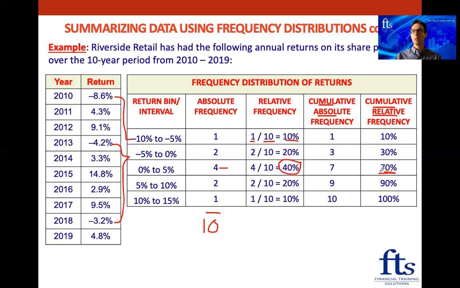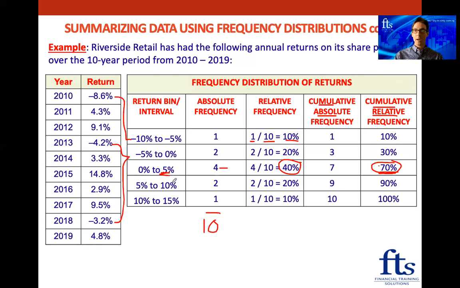And remember what we were saying on the previous slide. What does this tell us? This shows us the percentage of observations less than the upper limit of the bin. So the upper limit here of this bin, for example, is 5%, and our cumulative relative frequency is 70%. So what does it mean? It means 70% of the observations are less than 5%.